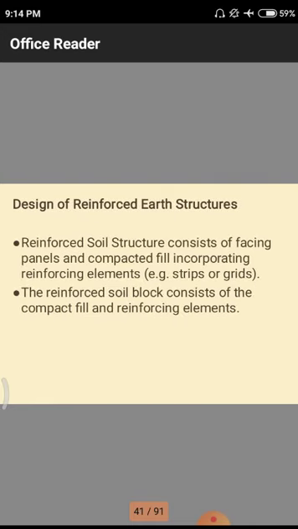And how we have to design this soil reinforcement, that means earth reinforcement structures. What are the factors involved in those design principles? First one is the reinforced soil structure consisting of facing panels. That means the skin elements are the facing panels, and compacted fill incorporating reinforcing elements. The fill material simply is earth material. The reinforced soil block consists of compacted fill and reinforcing elements.